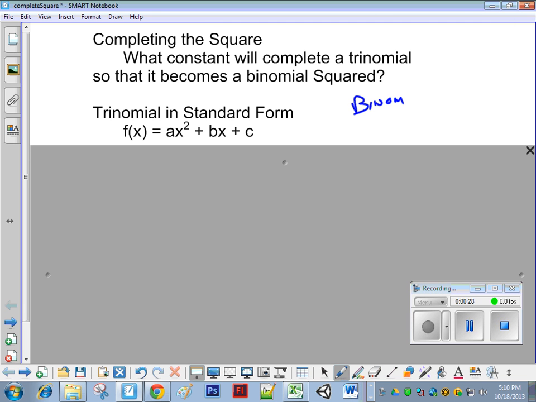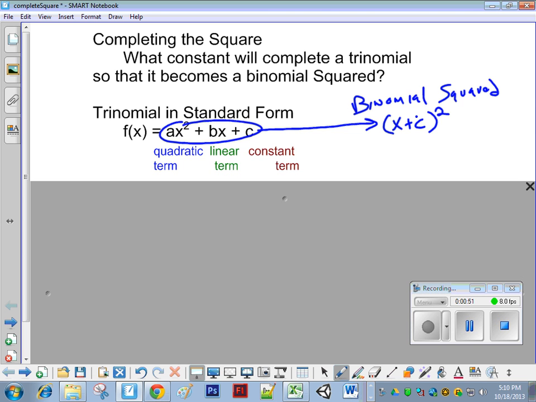squared, it is going to look like this. Usually it's two pieces, let's say x plus some letter, I'll just say c, squared. Okay? So we want to go from this to something that looks like this. All right. So we have three terms we want to use.